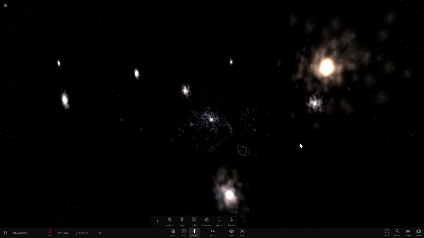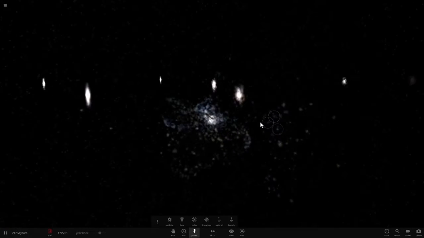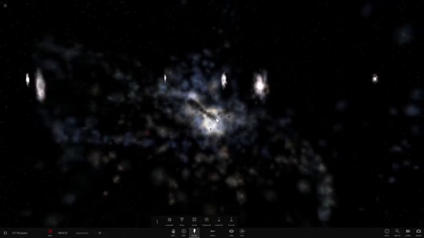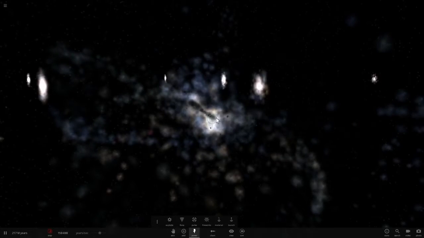And this is essentially something that we've talked about previously, and something that I'm not going to mention here because we're just talking about the Milky Way.